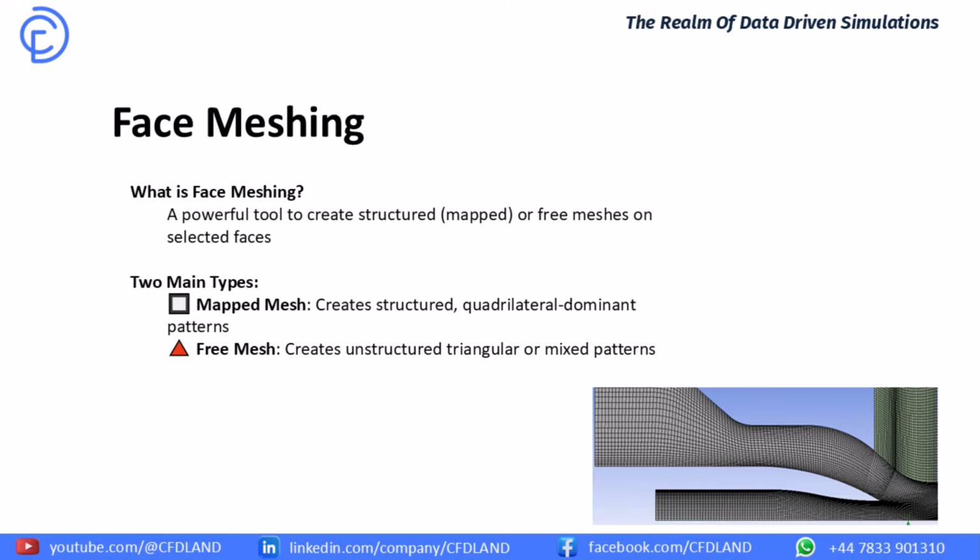A mapped mesh creates a perfect, structured grid on the face. Think of it like the grid lines on a piece of graph paper. The cells are almost all perfect quadrilaterals, or quads, shapes with four sides. For CFD, especially for methods like strip meshing, a structured mapped mesh gives us higher quality, better accuracy, and often a lower cell count. This is our goal.